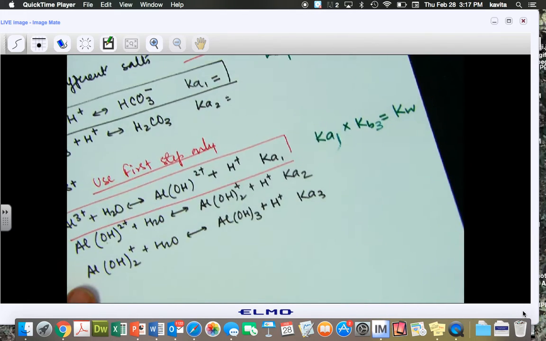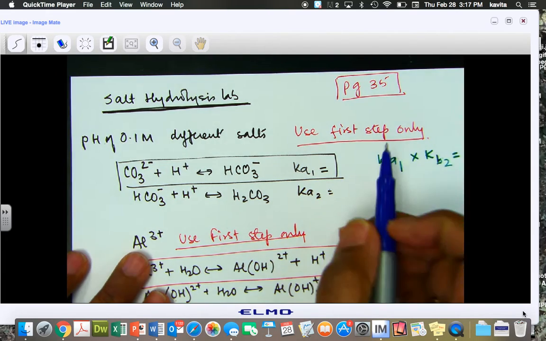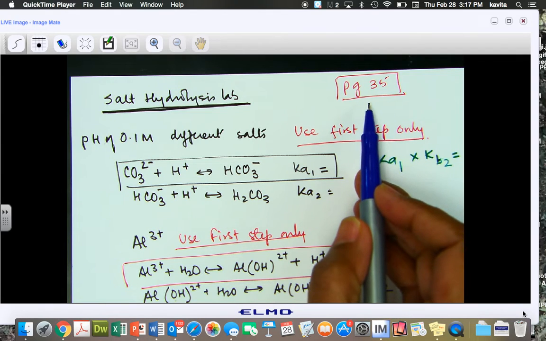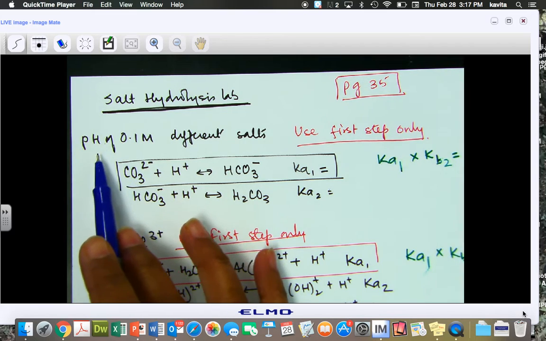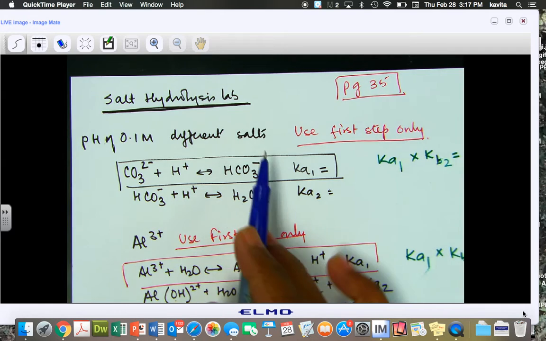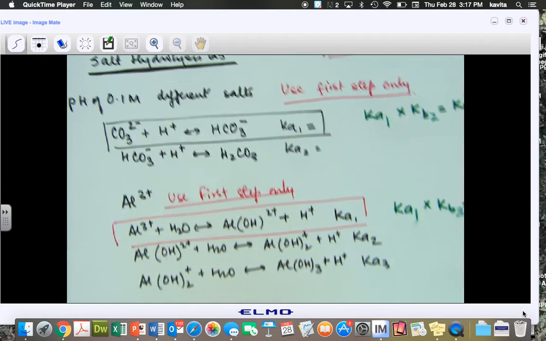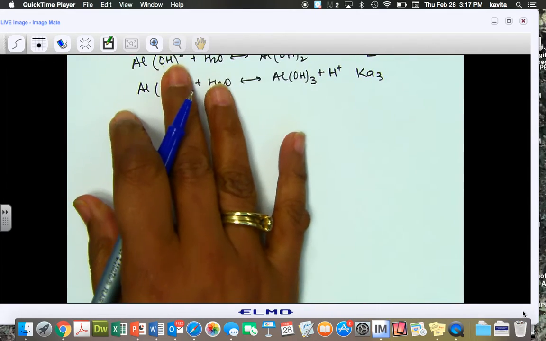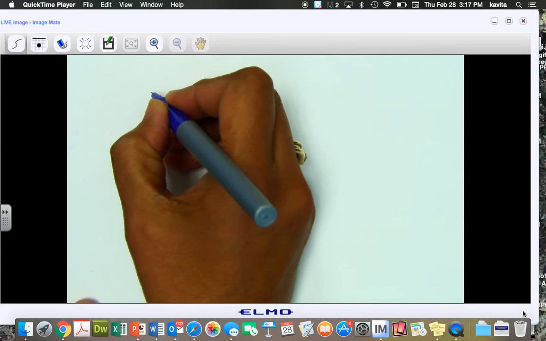Now, how it applies to your lab that you will be doing on Monday and the pre-lab that you'll be doing today. The pre-lab is on page 35 for this lab. And for this lab, you have to predict what the theoretical pH of a 0.1 molar solution of different salts would be, and then actually test it and find percent error. Before going here, let me actually take an example. Let me take an ion that will hydrolyze.